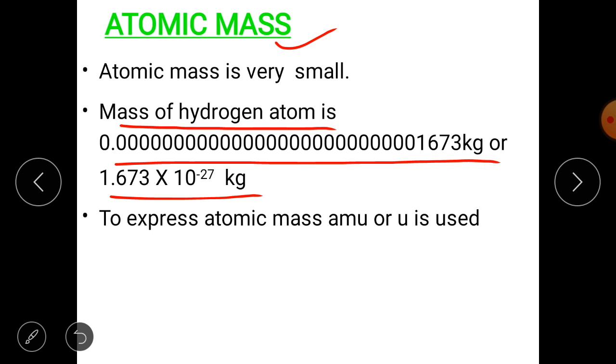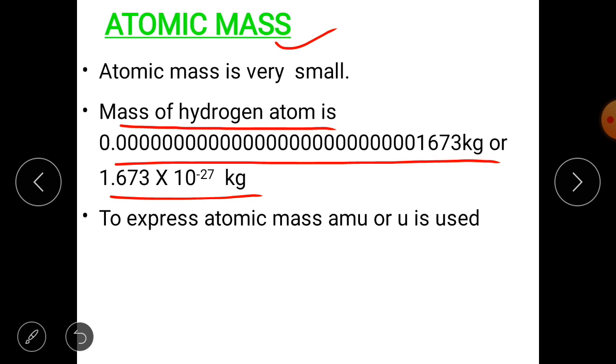Now, it is not possible to measure such a small mass even with the help of the most sensitive balance. Such small numbers are not very convenient to write also. You can see you have to put so many zeros, or otherwise you have to write such a big number. Big number in terms of digits, okay? The value is very small.